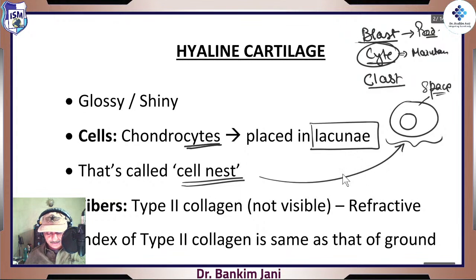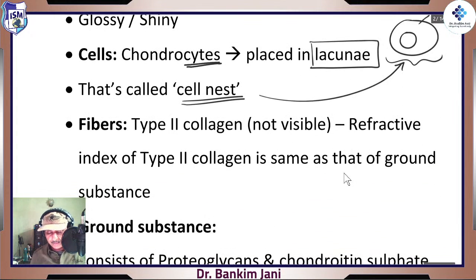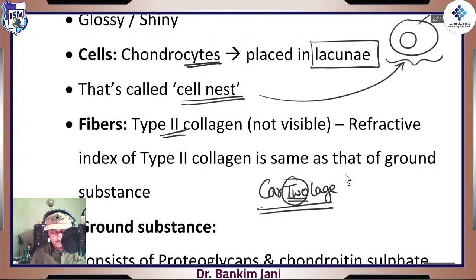Fibers, they are type 2 collagen. Type 2 collagen. You remember 2? We said that it is cartilage. Cartilage. What type of fibers? Type 2. Where is the trouble? So easy. Correct? Now it is making the sense, right? So it is type 2 cartilage. Refractive index of type 2 collagen is same as that of ground substance.